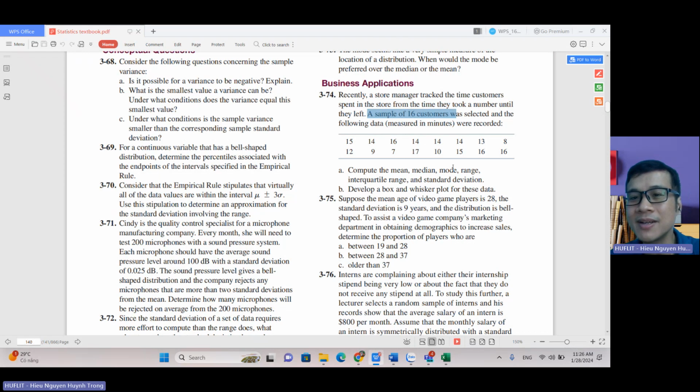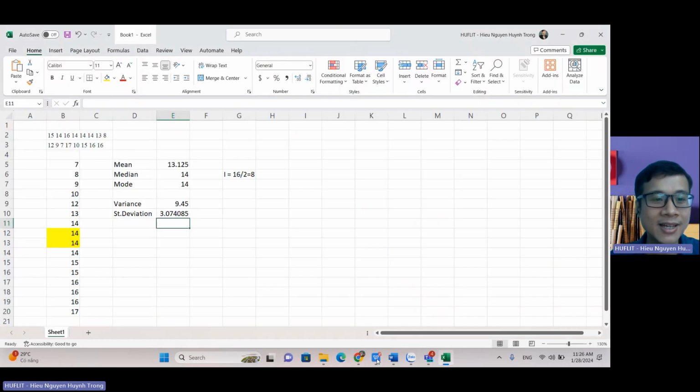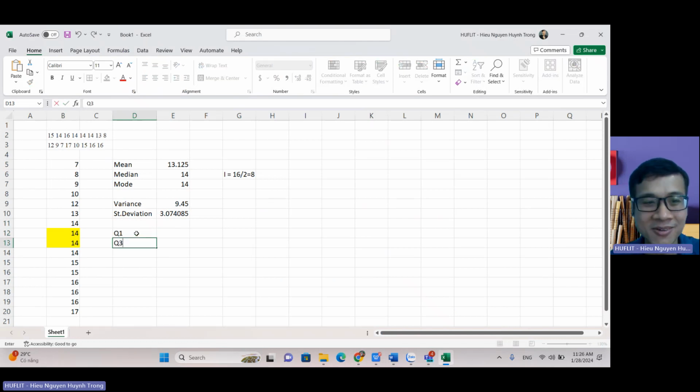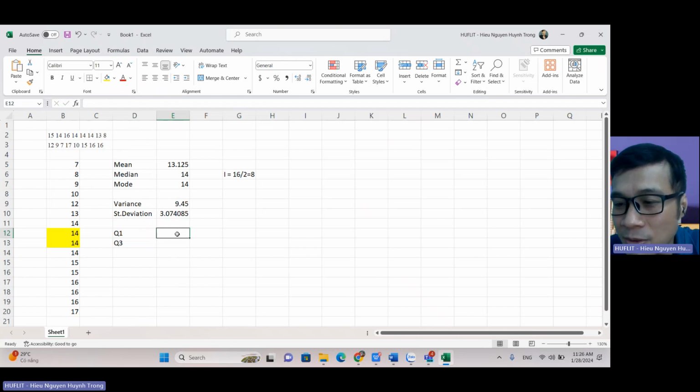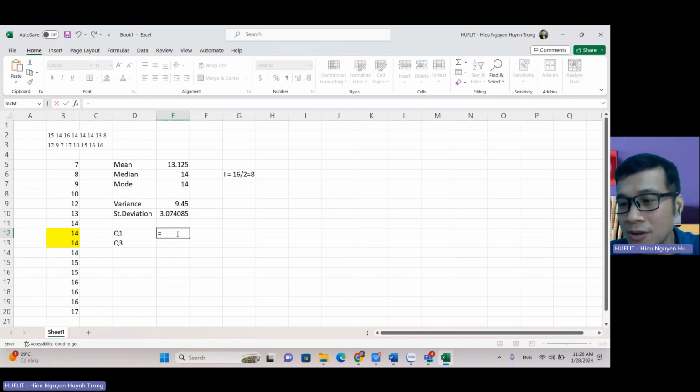Okay, so now let's come back and see what else they ask us. Oh, they also ask us about the interquartile range. To work out the interquartile range, you need to have quartile 1 together with quartile 3. Am I right? So again, you can do it by hand, by the formula that we learned last week, or you can apply the Excel formula here. Now I will show you how we can do it in Excel.